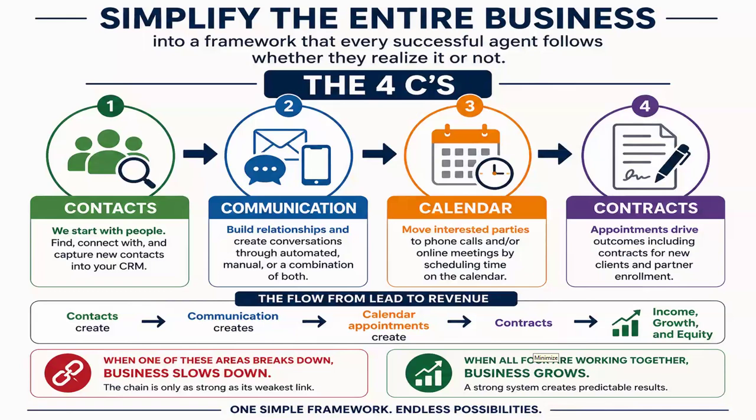When one of these areas breaks down, guys, the business slows down. You're either growing or contracting, expanding or dying, right? The chain is always and only as strong as its weakest link. A strong system creates predictable results. I know if I've got X amount of people that I'm putting in daily and starting on workflows, after a while I know the percentage that go in at week 1, 2, 3, 4, 5, 6, whatever it might be, into calendar appointments. I know exactly who's stopping out. I know exactly how to build my business making data-driven decisions.